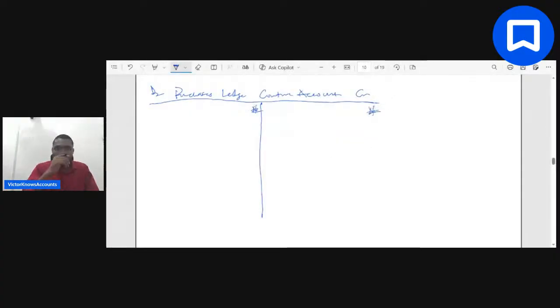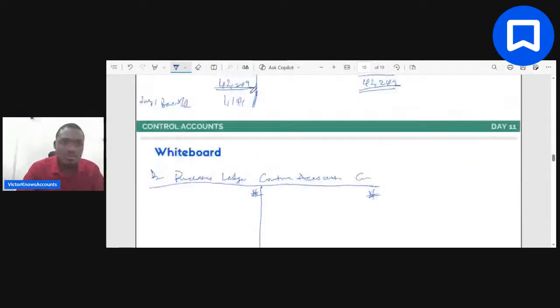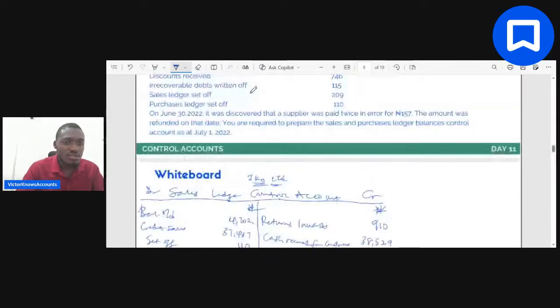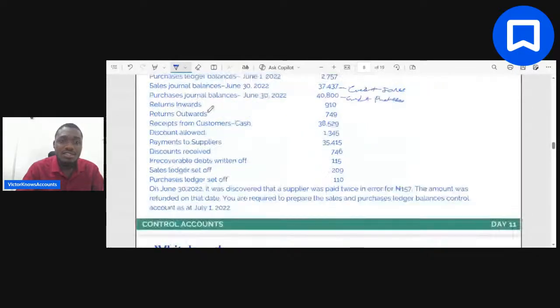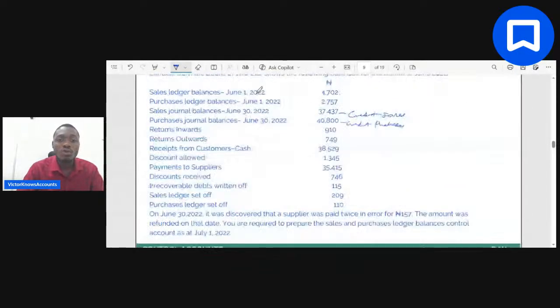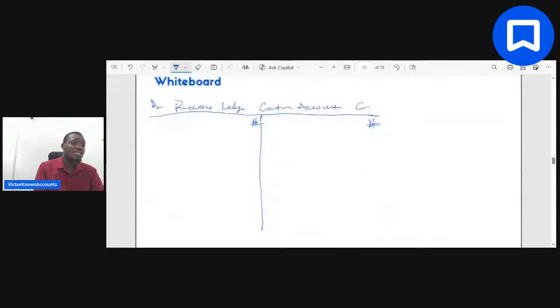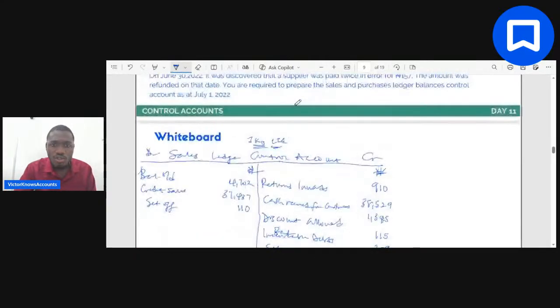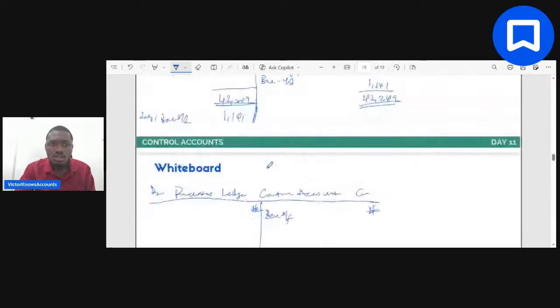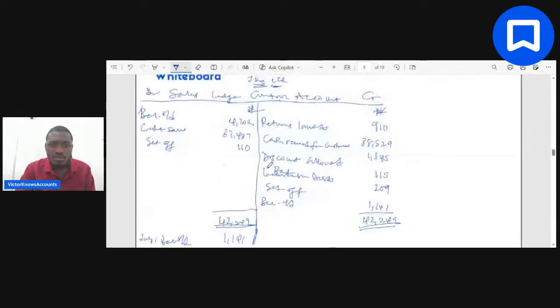Purchases ledger control account. All right. For this one, let's start together. We have the sales ledger balance, which is not needed here. The purchase ledger balance, we need it. That's as at June 1, 2022, so that's our opening balance. Don't forget, in your purchase ledger control account we have a credit balance, so you start from the credit side. You say balance brought forward, and that balance brought forward is 2,757.